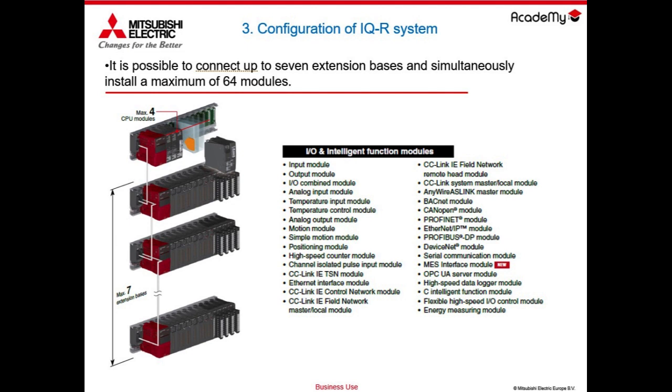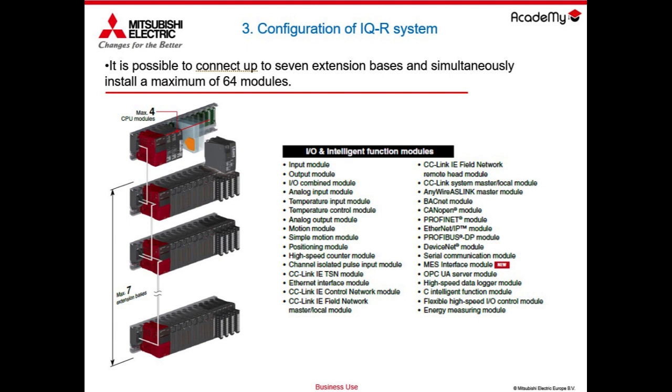As regards the power supply module, we are talking about the device that, as we said, is always found on the left of the rack. There are different power supply modules available, alternating voltage 100 to 240 volts, or continuous 24 volts. They go from the smallest of 3.5 ampere to the largest of 9.